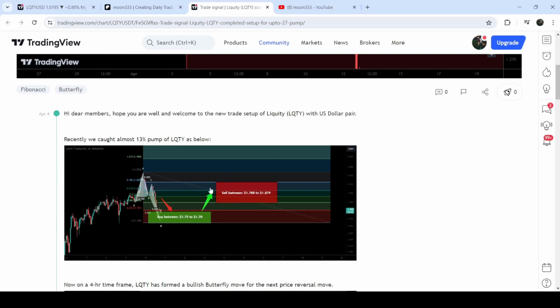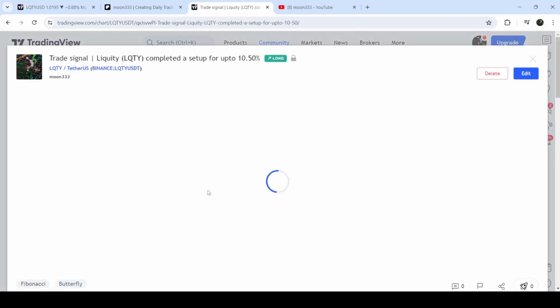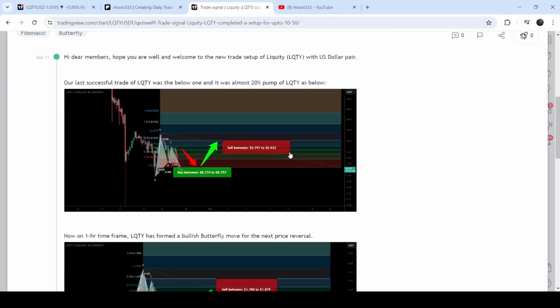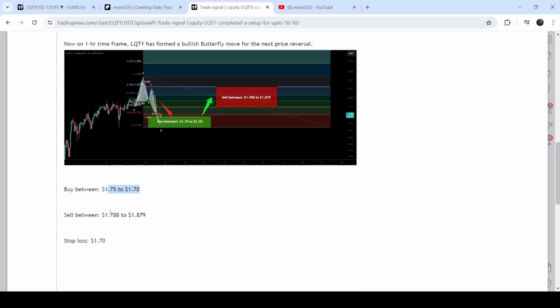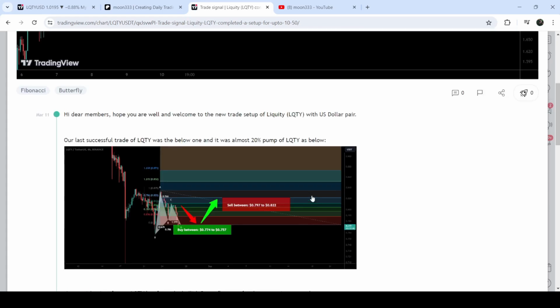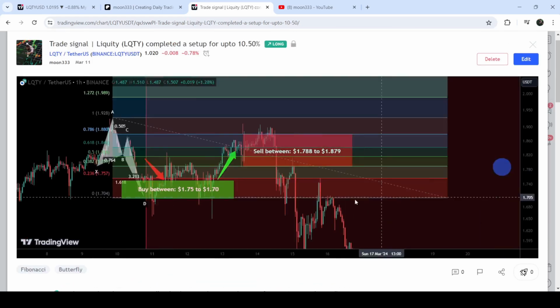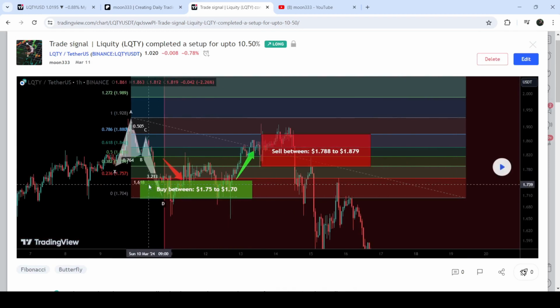And before that, we got almost a 13% pump on the 1-hour time frame chart. This was another harmonic bullish reversal butterfly move that LQTY completed with the US dollar pair. And this was a complete trade setup. This was the buying zone, the sell target zone and the stop loss. Now if I play this chart, you can see that the price line started another very nice reversal, and this was almost a 13% pump.